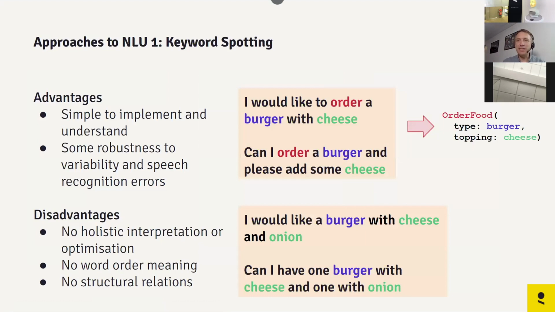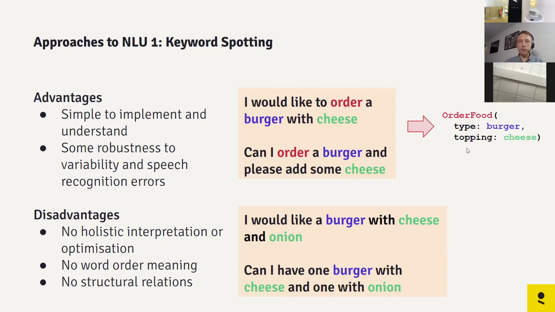But then back again to these different methods that I was talking about. Now, the simplest approach that we could think of perhaps would be to just look at the words in the utterance that the user was speaking. I would like to order a burger with cheese. We might just look for meaningful words here. So order, oh, this is an order. There's a burger and there's some cheese. We put these together into this representation: order food, type burger, topping cheese.